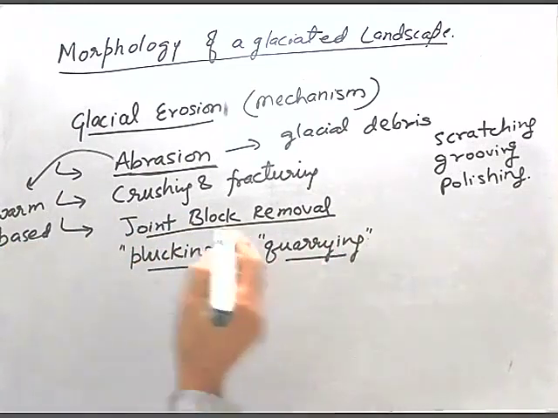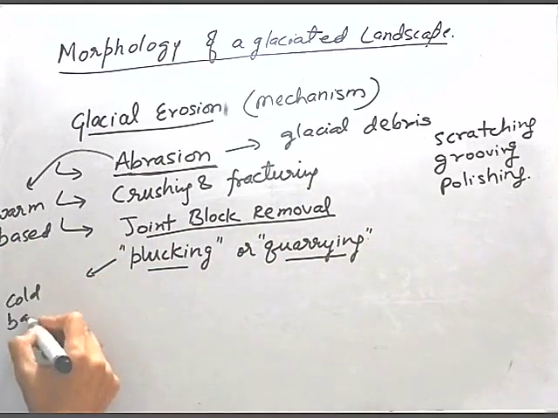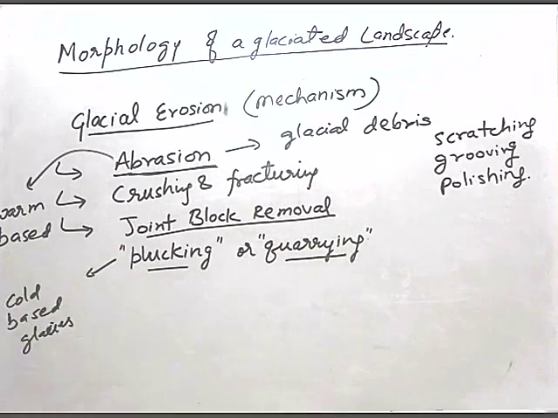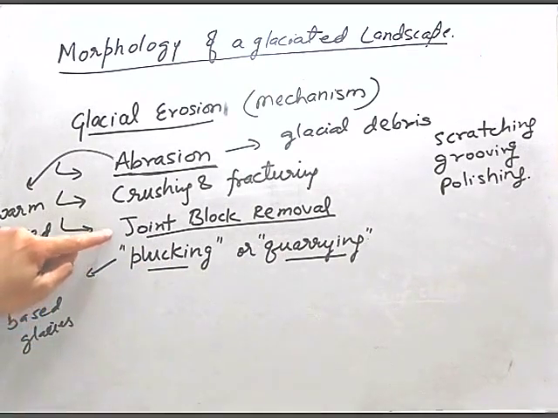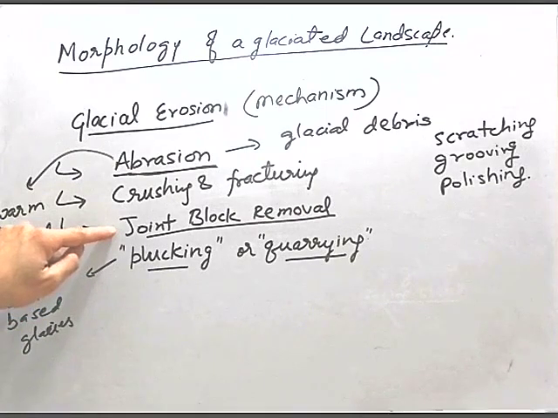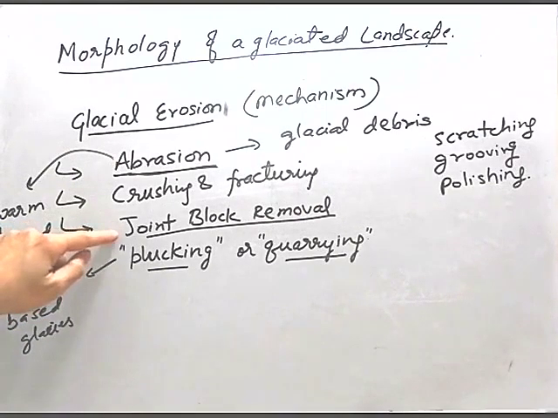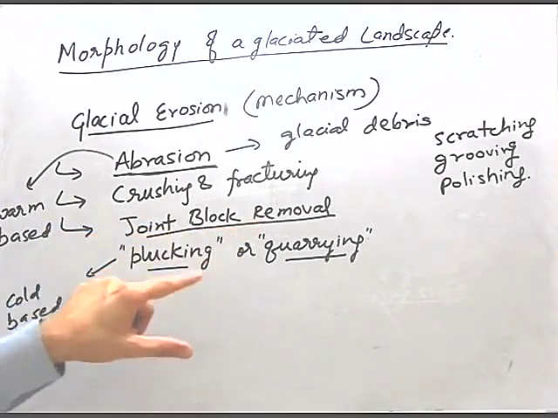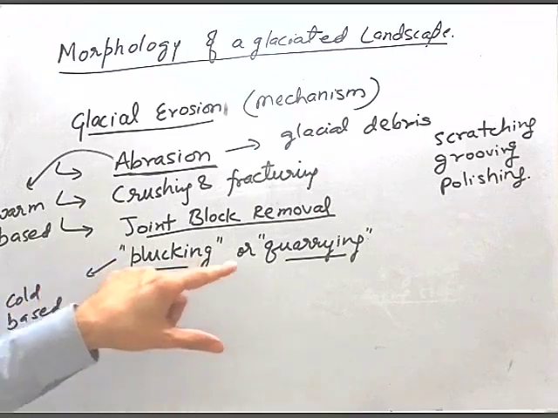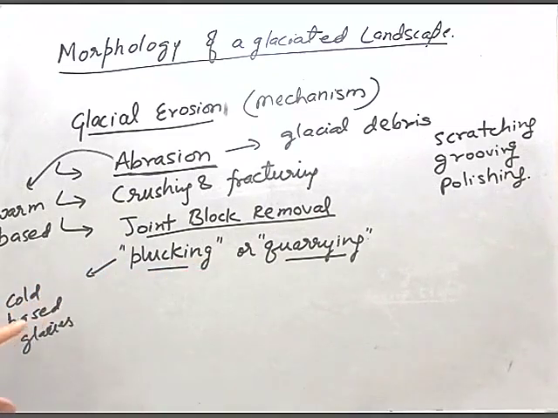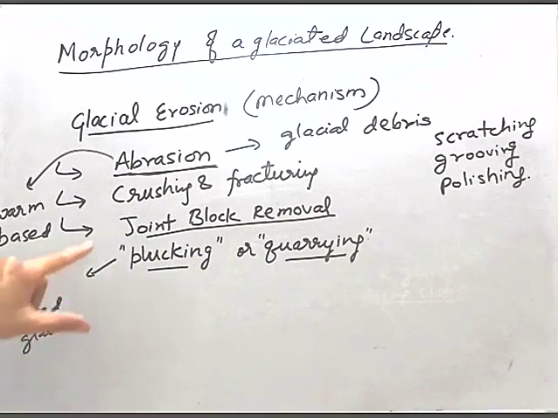plucking or quarrying is more common in cold based glaciers, because in cold based glaciers the ice is more tightly bound to the bedrock, and because of this tight coupling between ice and bedrock, joint blocks are removed or plucked or quarried by the glacial ice. So this is more common in cold based glaciers.